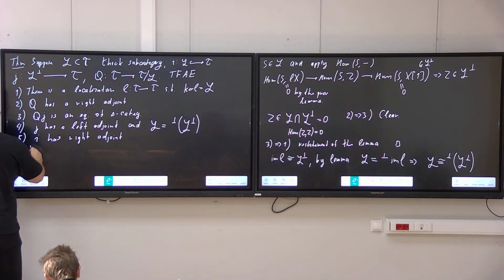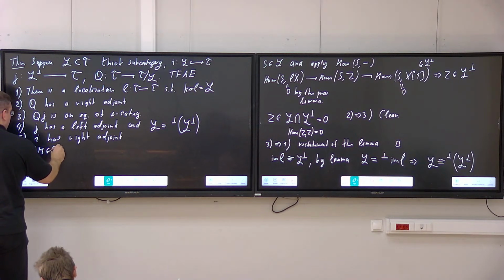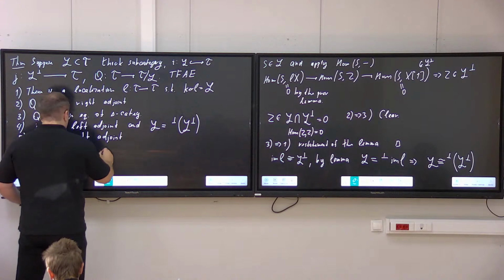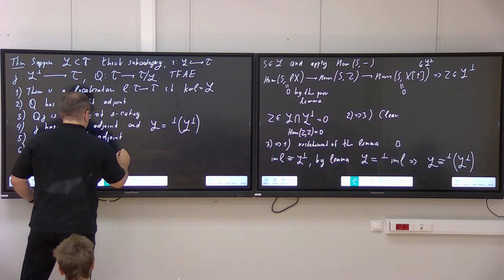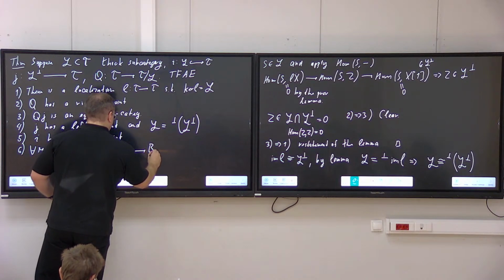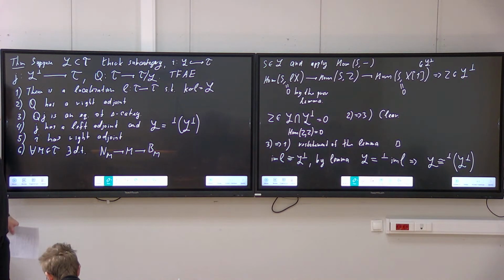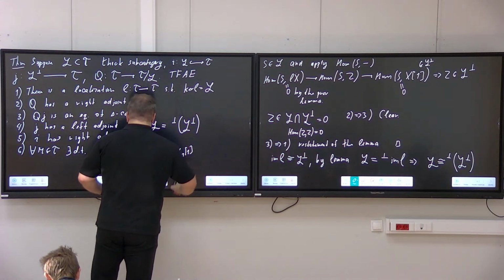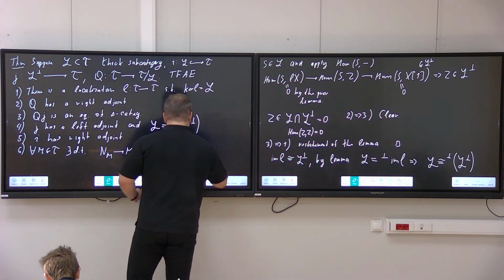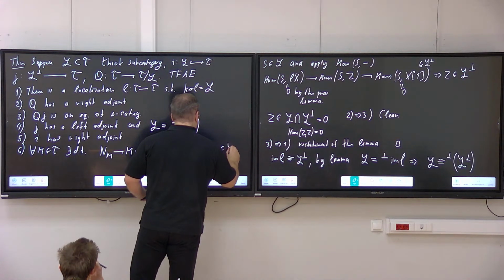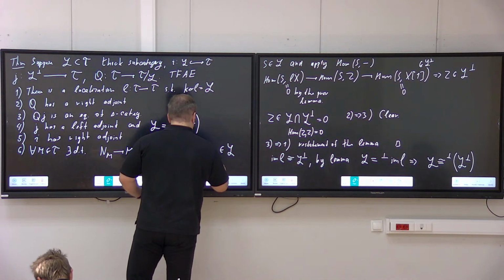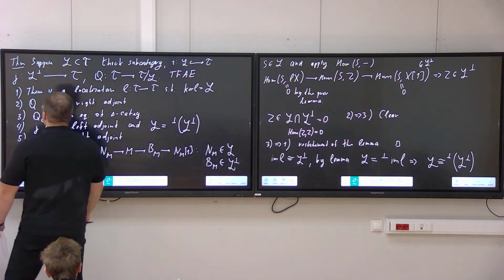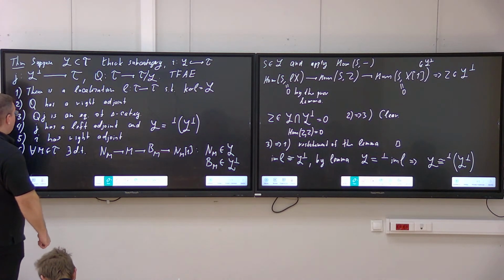And 6, for any object M in the triangulated category T, I can write a distinguished triangle. So M is given, and I can find 2 other objects, N_M and B_M, such that there is a distinguished triangle N_M to M to B_M with a shift, such that the object N_M, depending on M, is in the subcategory L, and the B_M is in the right orthogonal. So these 6 conditions are equivalent.